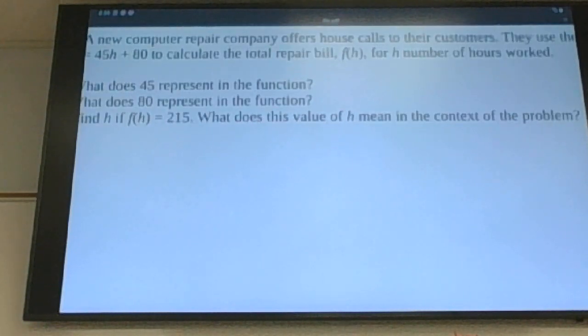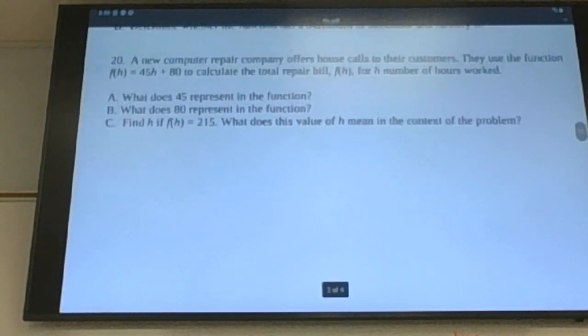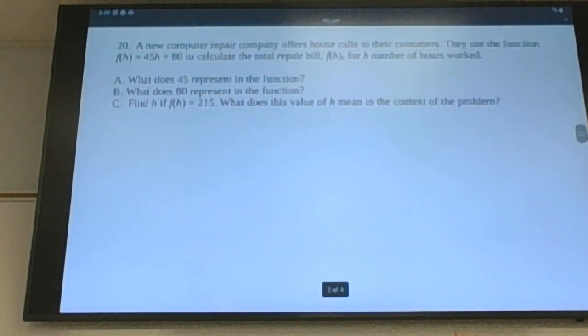All right, we're skipping to number 20. A new computer repair company offers house calls to their customers. They use this function, 45h plus 80, to calculate the repair bill. I'll give you some time to do A, B, and C on your own. Please do all the way through C. Go ahead, I want you to answer on your paper.